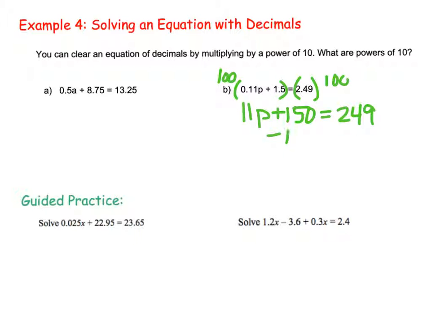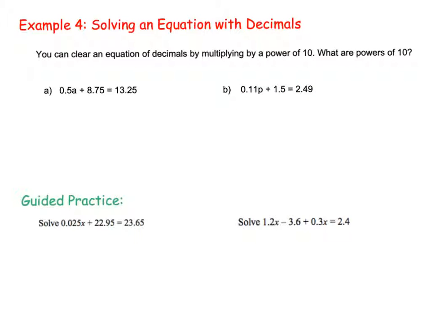Go ahead and subtract 150 from both sides. So you get 11p equals 99, and then divide by 11, and you end up with p equals 9 in this case.